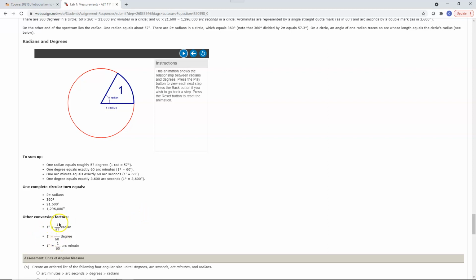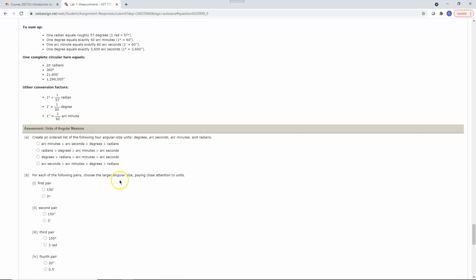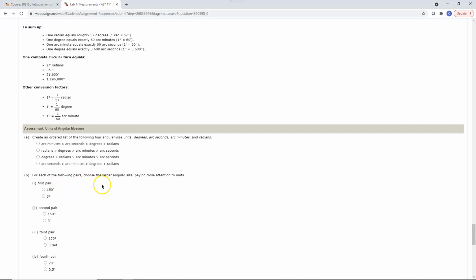All right? So conversion factors right here. 1 degree is 1/57th of a radian. 1 arc minute is 1/60th of a degree, and 1 arc second is 1/60th of an arc minute, right there. So those are our conversions that we look at there. All right, so you take this and you're going to follow along and figure these things out right here. And this is not too difficult. I believe you can get that done.